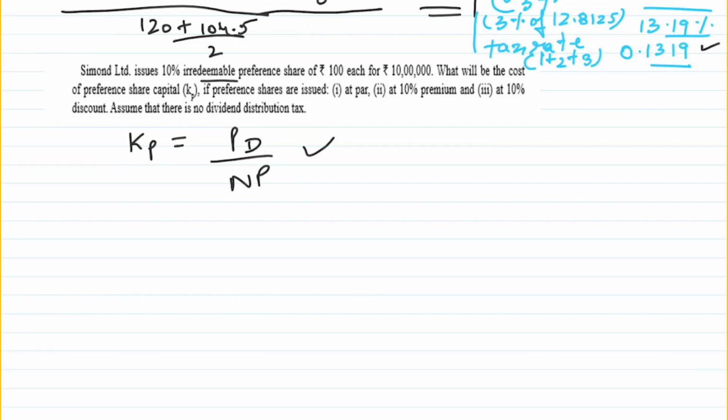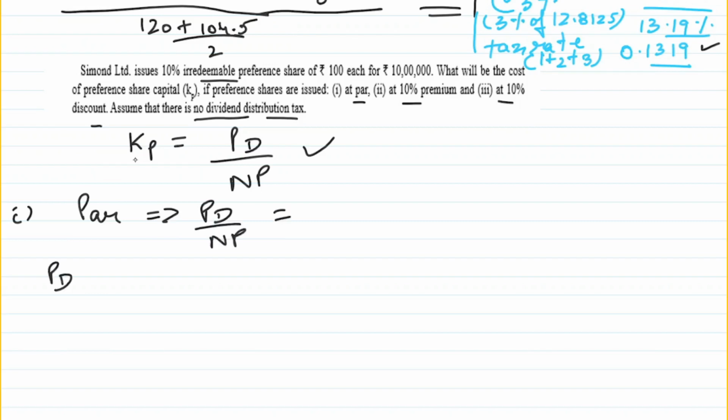Of rupees 100 each for 10 lakhs, what will be the cost of preference share capital if they are issued at par, at 10% premium and at 10% discount? Assume that there is no dividend distribution tax, right? So let's look at the first part. Let's compute in terms of par. If you compute at par, in that case, formula is what? PD divided by NP, right? What is the preference dividend?